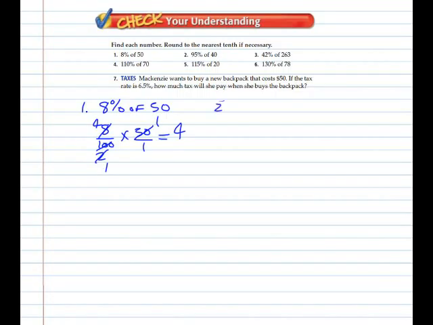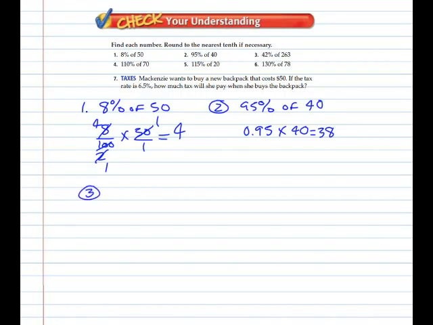Example number 2. 95% of 40. We're going to write 95% as a decimal, 0.95. We're going to multiply that times 40, and we get 38.